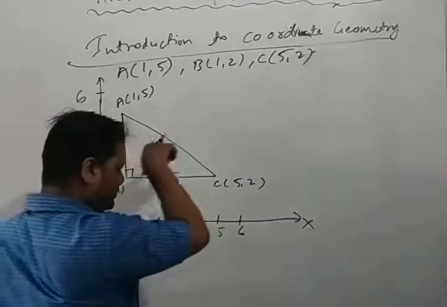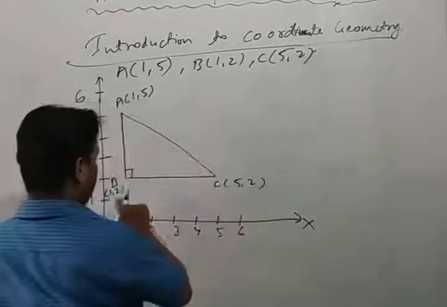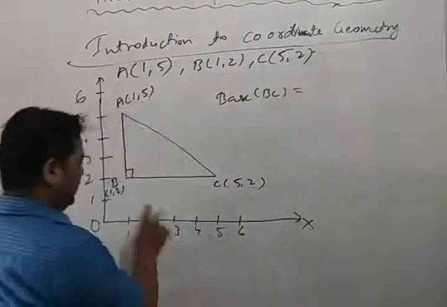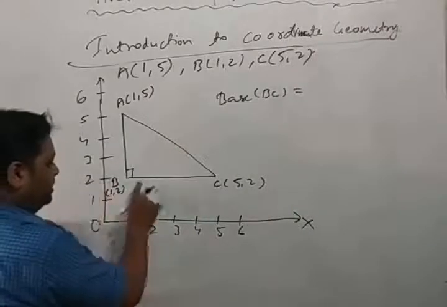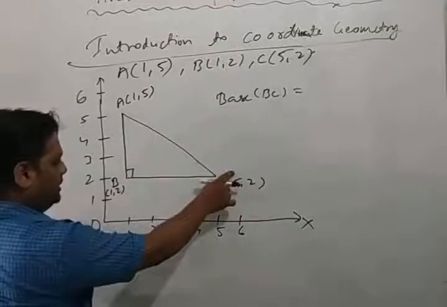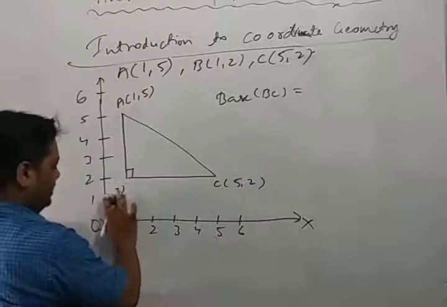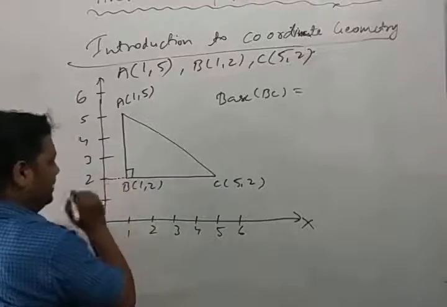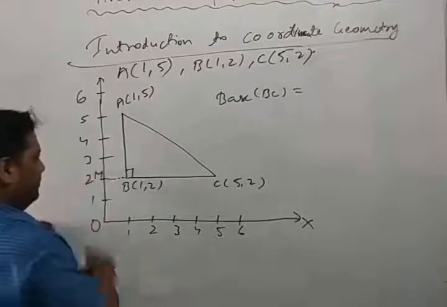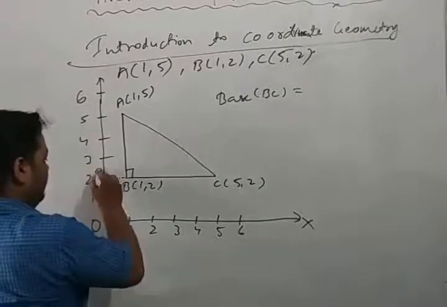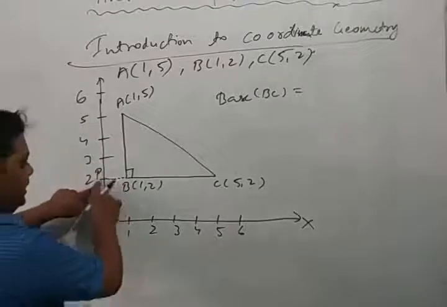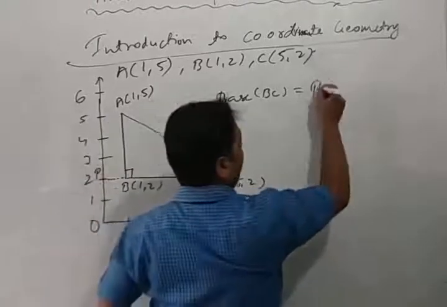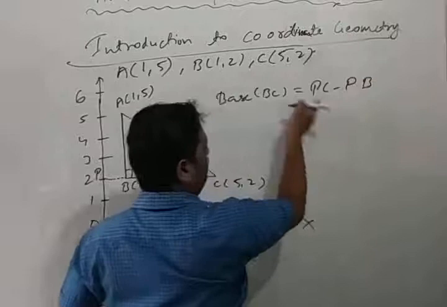Now we can say the distance of BC. Base BC is equal to total distance minus that distance. If you draw an imaginary line like this and name this point P, then we can say PC minus PB is equal to BC. PC minus PB is equal to BC.